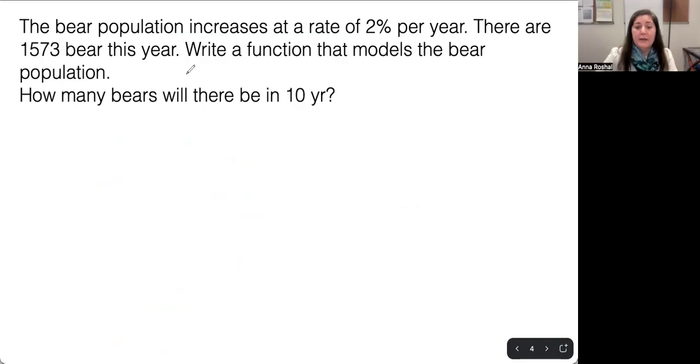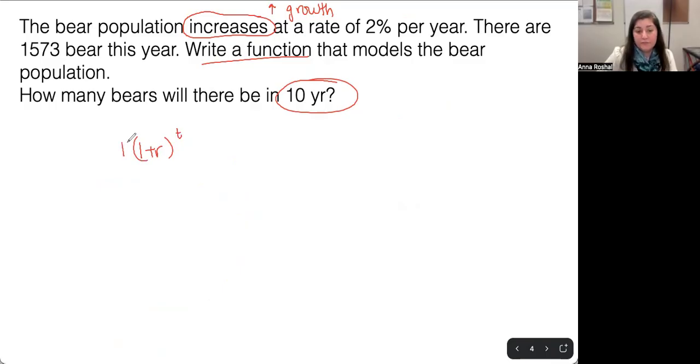Okay, those are acceptable. Here it says I write a function, and then we want to know what's going to happen in year 10. Again, also totally acceptable. So let's go ahead. We understand that a population is increasing, so it's going to be a growth. So I'm going to have 1 plus the rate to the time power times the principal is my annuity.